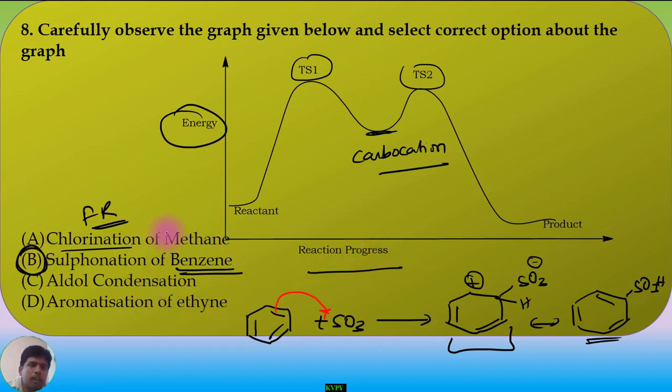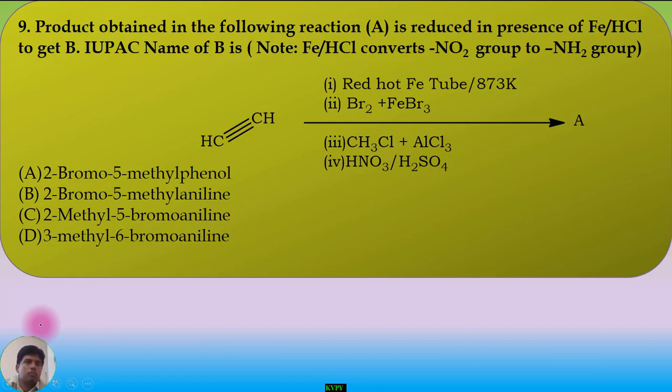Aldol condensation involves a carbanion, and this is not the graph for that. And aromatization of ethyne, I consider that to be a polymerization type of reaction, and we generally don't study their graphs. That's about the question. Next, the product obtained in the following reaction.